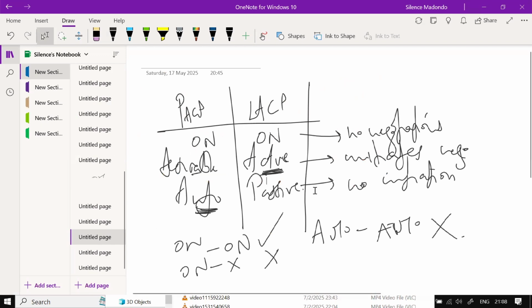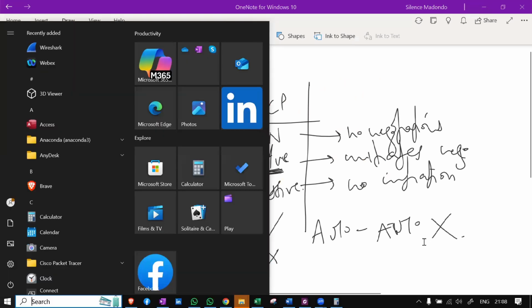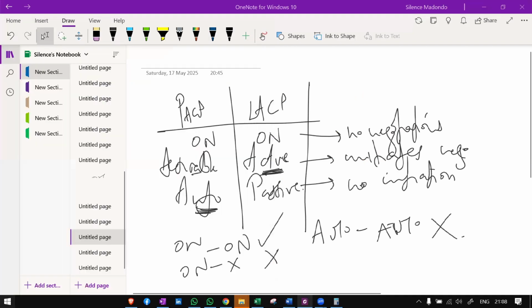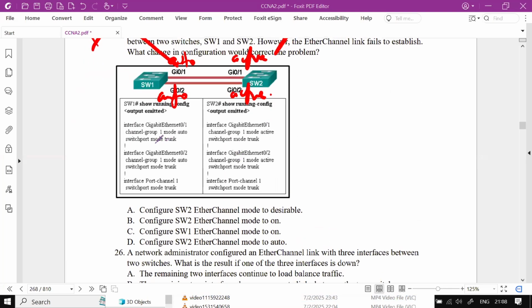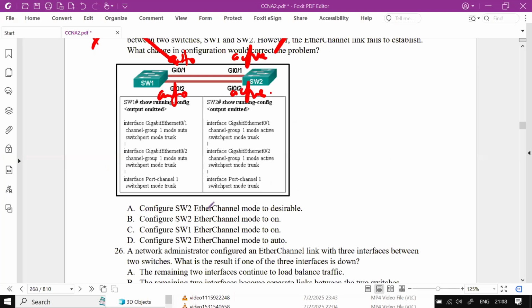So the answer to the question, Sharon, was actually correct. It's compatibility, we are using two different protocols. So the answer here is to configure the switch to EtherChannel mode desirable. This one can definitely not work. Between A and D, which one is the answer? AC, because auto and auto doesn't work. Voila.